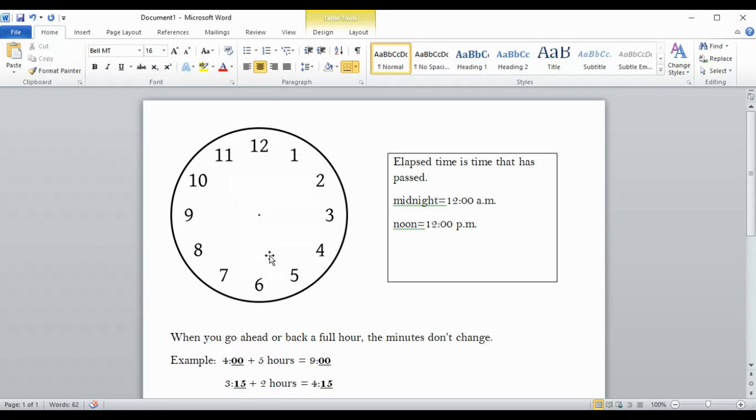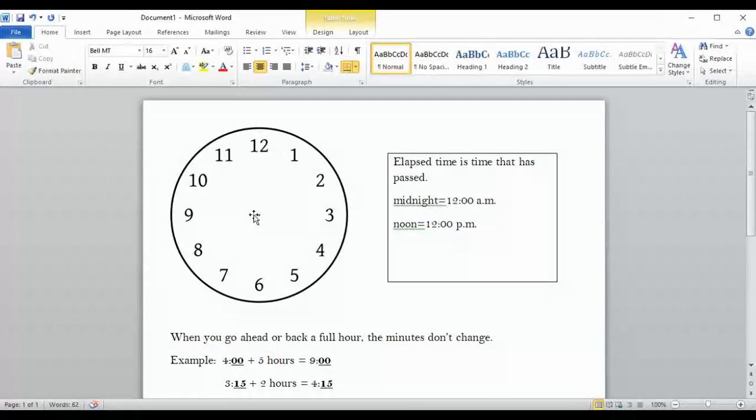First of all, I have a clock that has no hands, and I use this as a tool whenever I'm going to do elapsed time. A couple of things to go over. Remember, when you're using a clock, this is called an analog clock, the kind that has hands. It tells the same type of time as a digital clock. You just have to know how to read it.